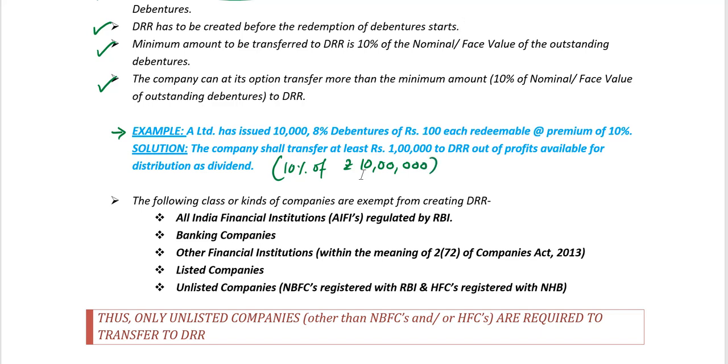10,000 debentures multiplied by rupees 100 face value per debenture. So the total face value is rupees 10 lakh and 10% of that is rupees 1 lakh, and therefore rupees 1 lakh has to be transferred to debenture redemption reserve out of the profits which are available for distribution as dividend.